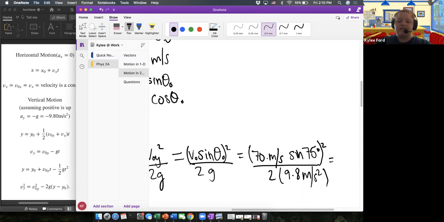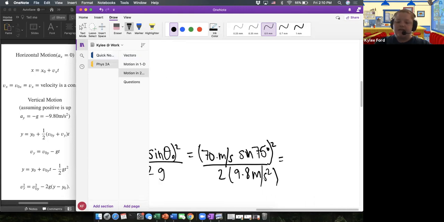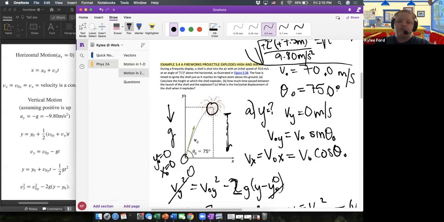And we get my maximum height as 233 meters. So again, that equals y. Okay? So our height here that it travels, this total height is now 233 meters. Okay? All right, so hang tight and then we will get on to part B.